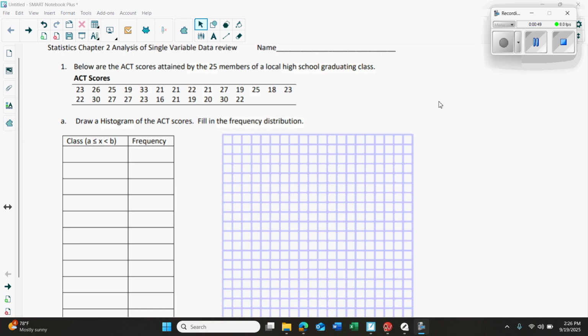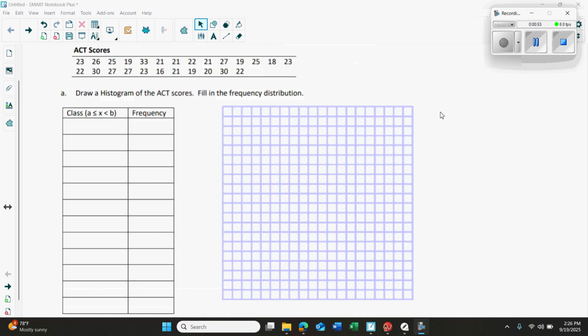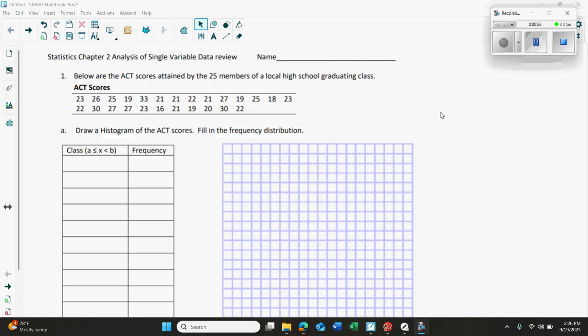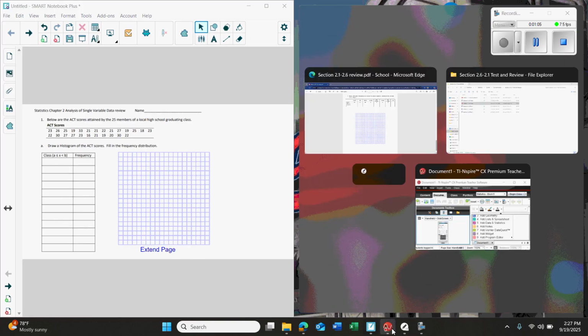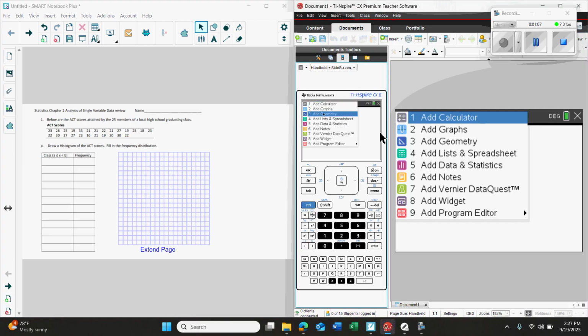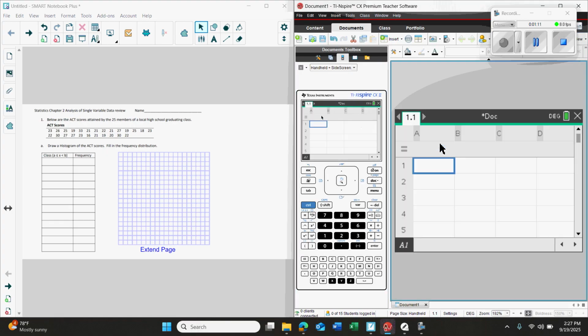So starting off with number one, right? Number one is not something I'm going to spend a lot of time on, at least with this first part, because you guys know how to make a histogram. So it shouldn't be too difficult, but I'll show you in your calculator real quick. I have my calculator up right here. We'll start off with a list and spreadsheet. We're talking about ACT scores here, so I'll put ACT, and then we'll input the data.